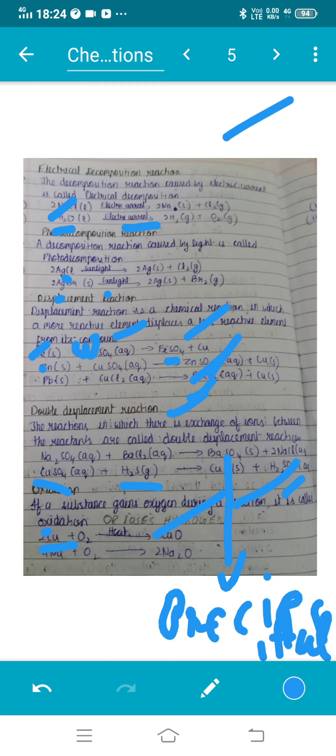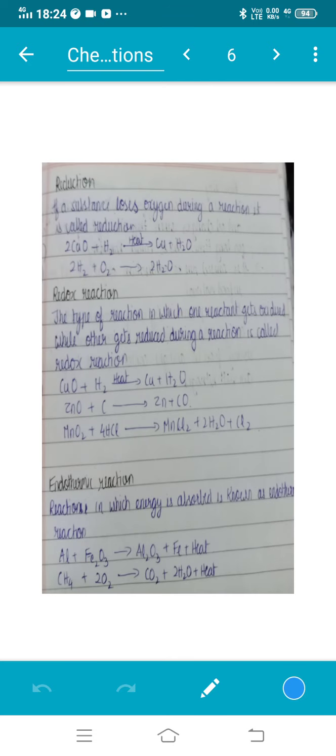Another one: Na plus O2 gives Na2O. So this Na is getting oxidized with the O2. We can take the next part, the reduction part.